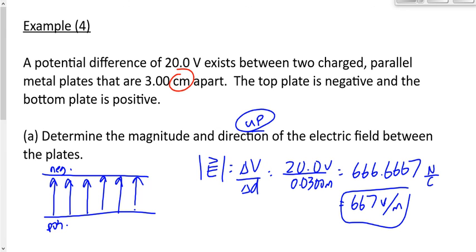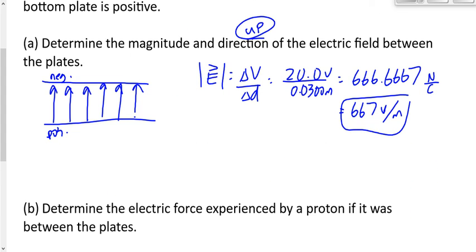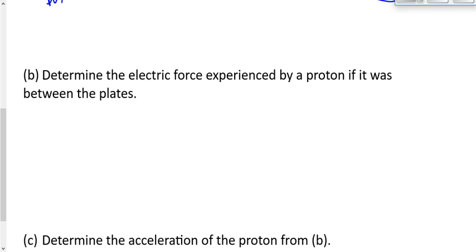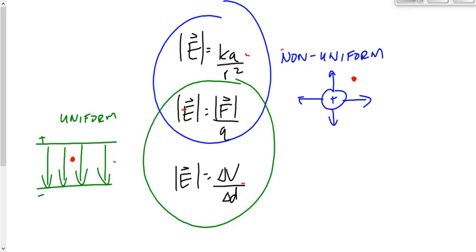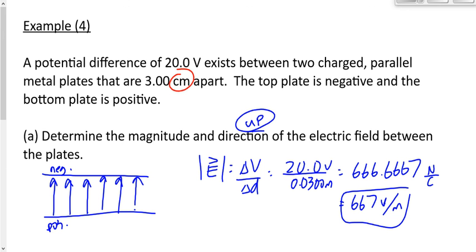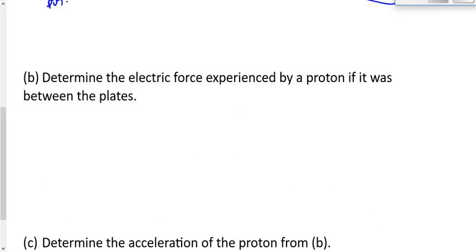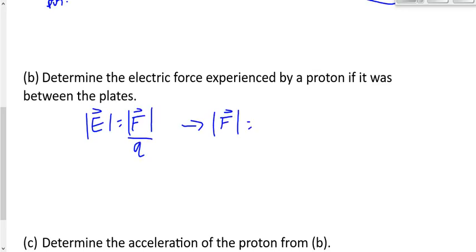That's not too bad. What about my second problem here? What's the force experienced by a proton if it was between the plates? Listen, we've used the producer equation for parallel plates. We can't go to this one because that's for a non-uniform field. The only other option we have is the experiencer equation, so let's try that. E is equal to F over Q. The experiencer equation, let's rearrange that. F is equal to Q times E.